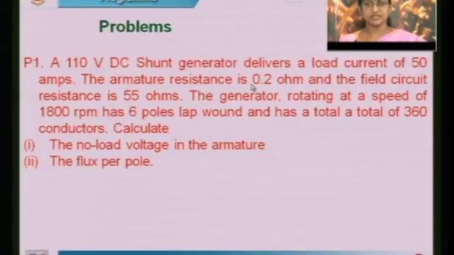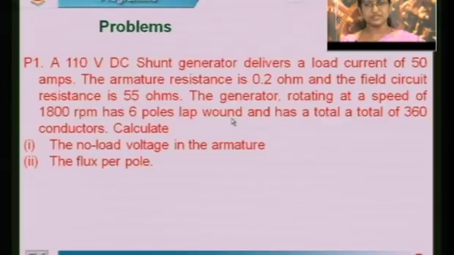The armature resistance is given. I already told you that armature resistance is very small to allow the current to flow in it. It is 0.2 ohm, and the field circuit resistance is 55 ohms, because you are connecting that field coil across the terminal voltage. So here you observe that the armature resistance is very small compared to this field resistance. The generator is rotating at a speed of 1800 rpm. So the speed of rotation of the armature is 1800 revolutions per minute, and it has 6 poles.